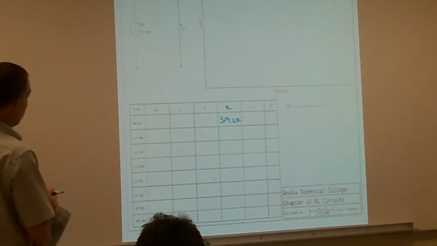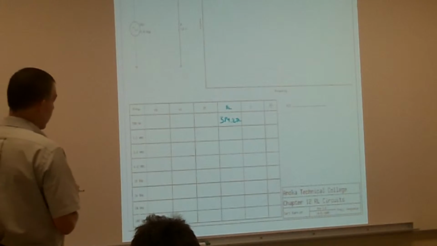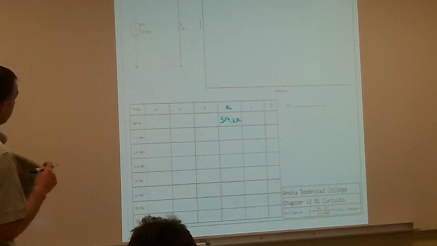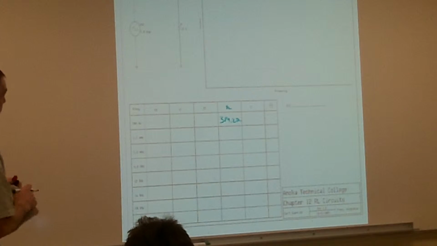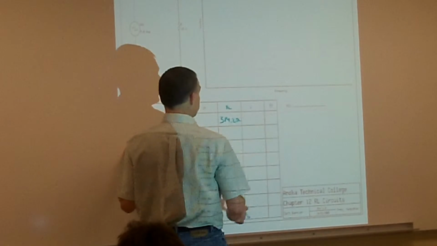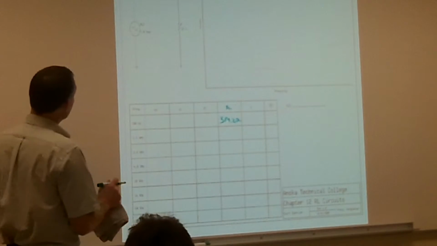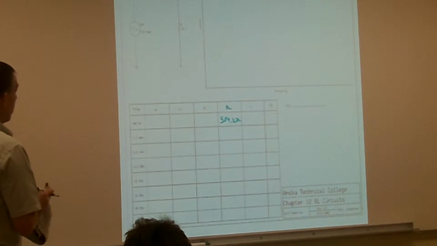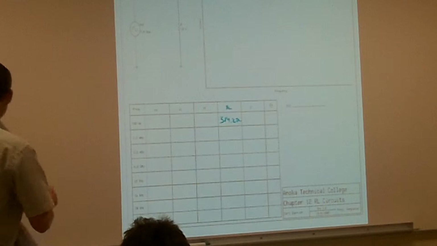Okay, so now we've got our X of L. Now what's our next step? Find your R total. Okay, now we can find our Z total, our impedance, which is a combination of resistance and reactance. How do I calculate out Z?